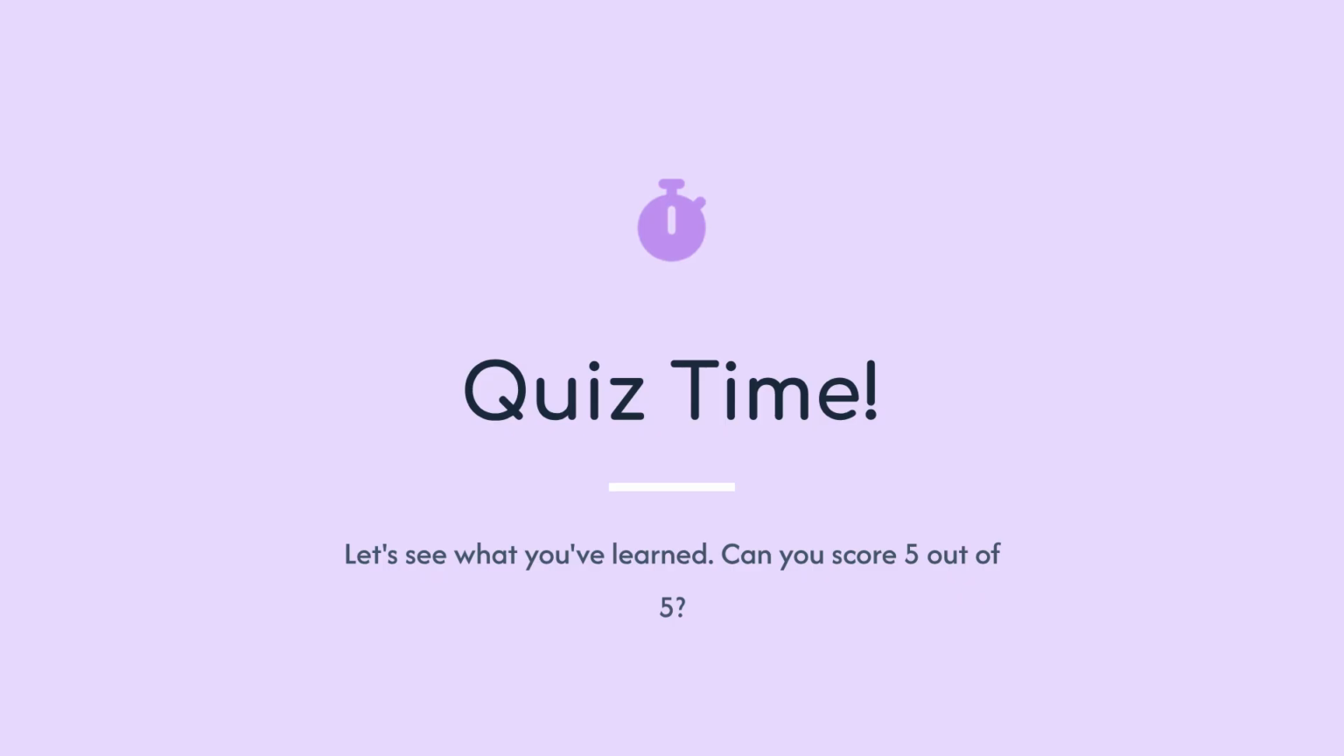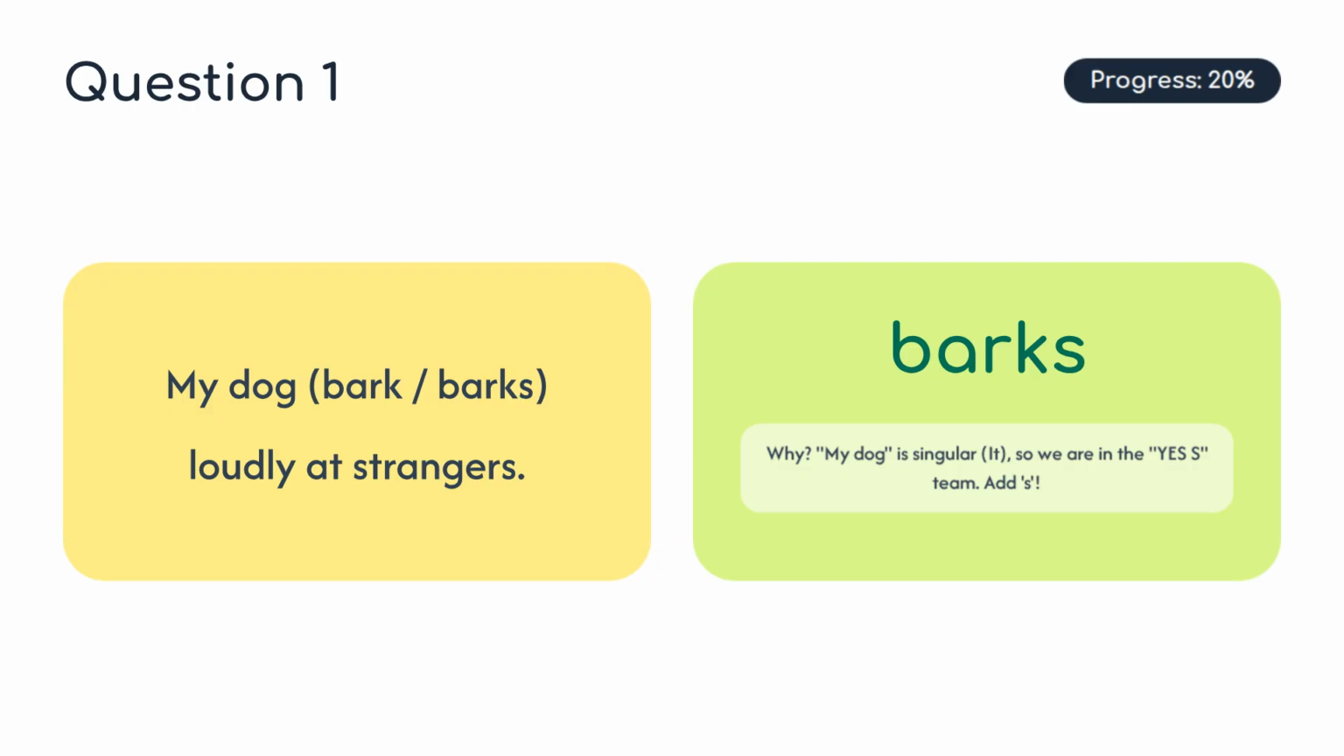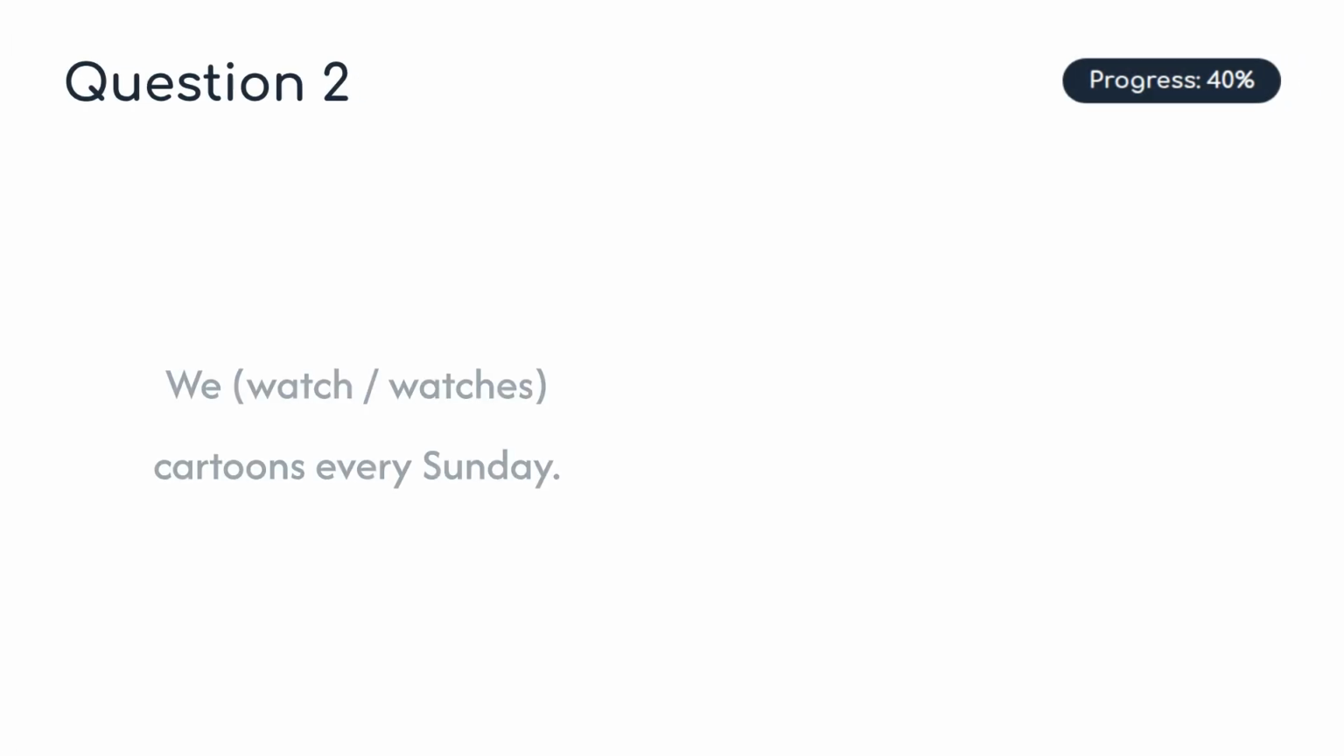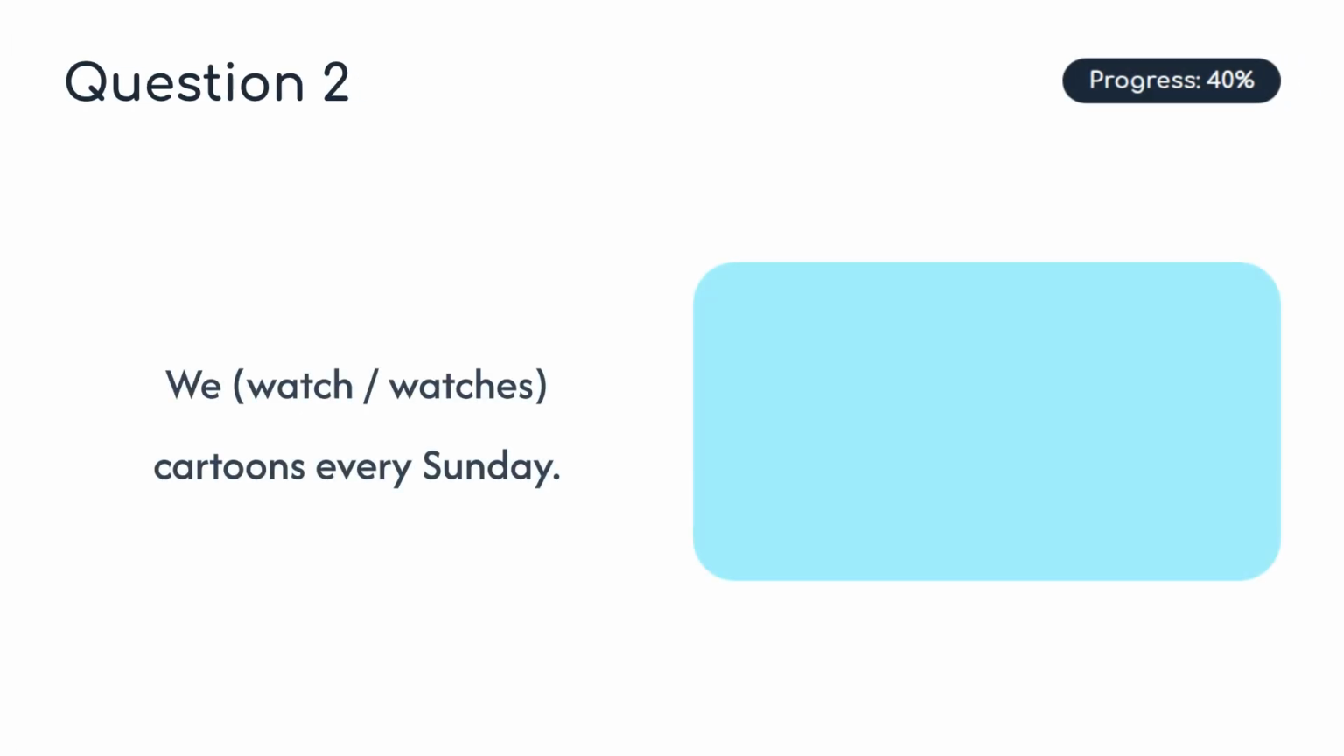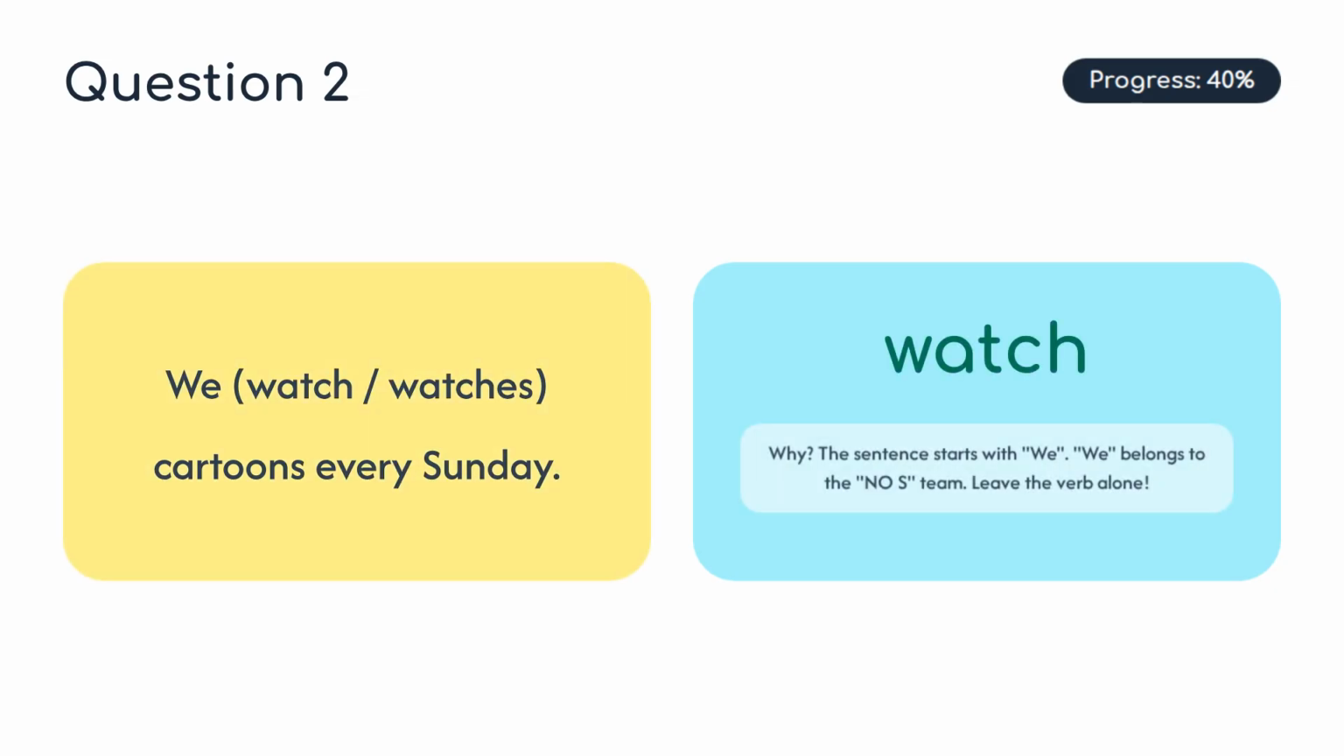It's quiz time. Let's put your knowledge to the test. Can you get all 5 questions correct? Question 1. Does my dog bark or barks loudly? It's barks because my dog is singular, placing it in the YES-S team. Question 2. We watch or watches cartoons? We choose watch because we is part of the NO-S team.